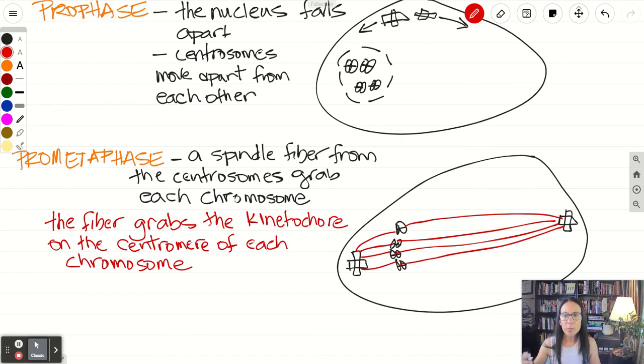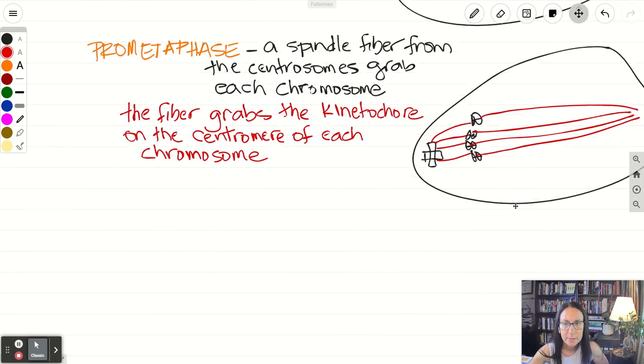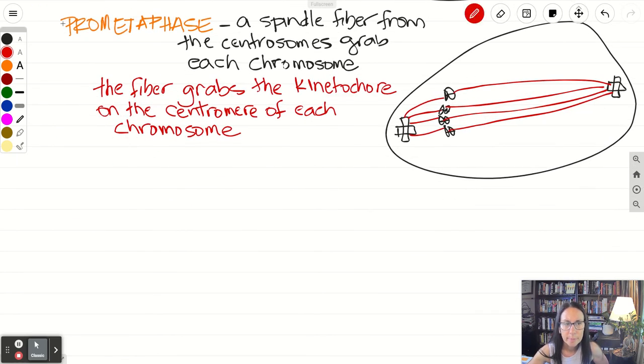Okay, then we're moving into the next phase. The next phase is called metaphase. I'm gonna scoot up. In metaphase, now that the spindles have grabbed each chromosome, they now can move the chromosomes wherever they want. And what they're going to do is they're going to line all the chromosomes up across the center of the cell, the equator of the cell, which is known as the metaphase plate.